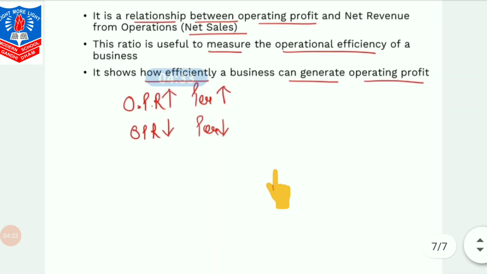Okay, so let's continue with the third one. Three covered, fourth one. Now which will we do? We will go for the NP ratio. Okay.